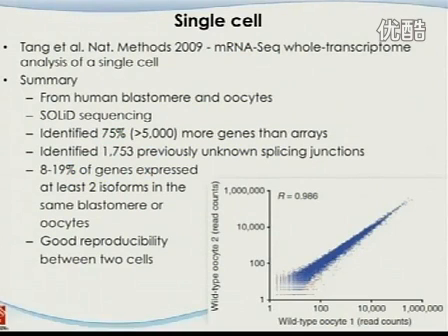And the next point here is they found a good reproducibility between 2 cells. So this is very amazing. This is the first cell. This is the second cell. And you can see that within these 2 cells, they achieved such good reproducibility. It's really, really amazing. And the R value is 0.986. Okay? Well, you probably don't know how difficult this is.